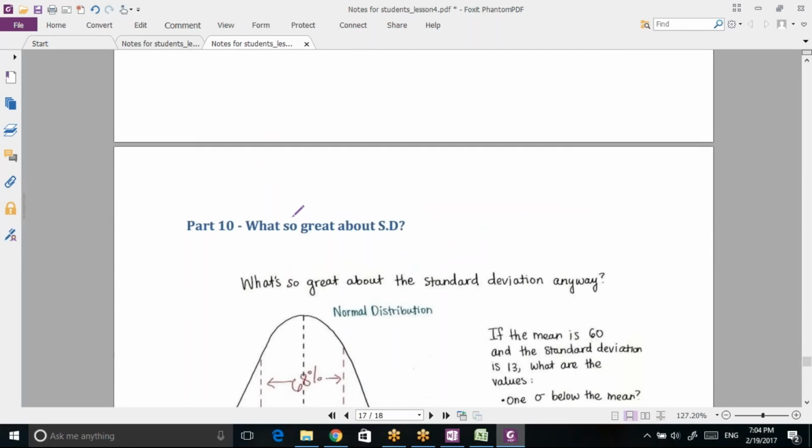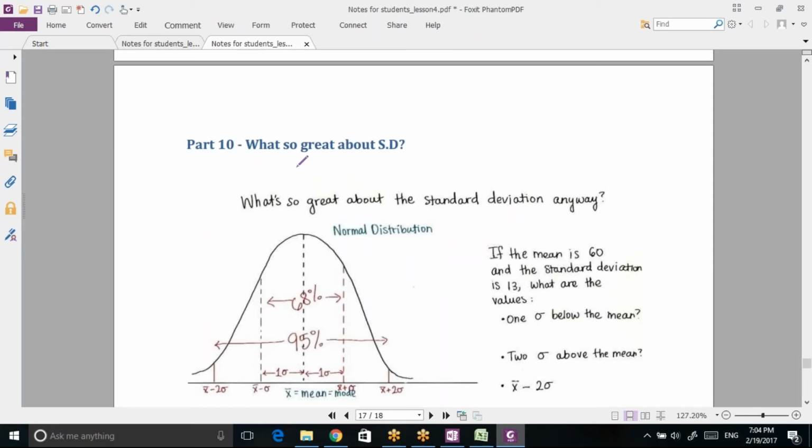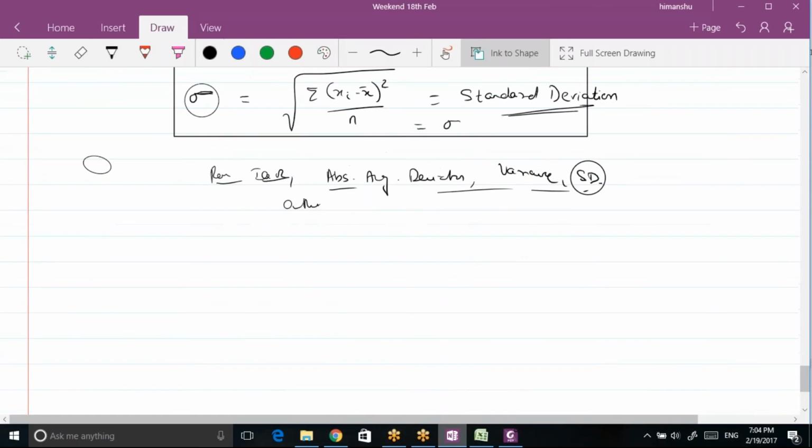Now let's discuss this important stuff here. What is so great about standard deviations? Standard deviation is something which you have to use on an almost daily basis if you get into data science. So why is it so important? What makes standard deviation the best choice of variability, and why do we use it again and again?